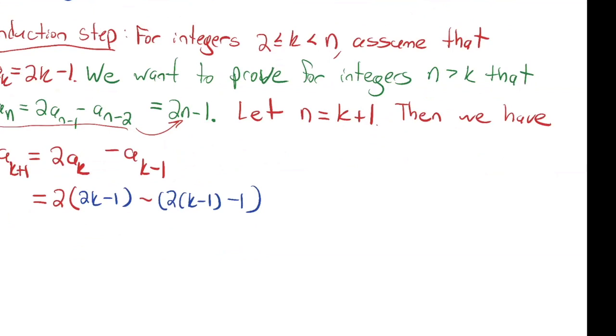And at this point, it just becomes algebra. So we've got 4k minus 2 minus the quantity 2k minus 3. And so the 4k and the 2k give me 2k, and then I've got minus 2 plus 3, so I've got 2k plus 1. And then you might look at this and compare it to this and say, this looks like it didn't work, but why is this okay?